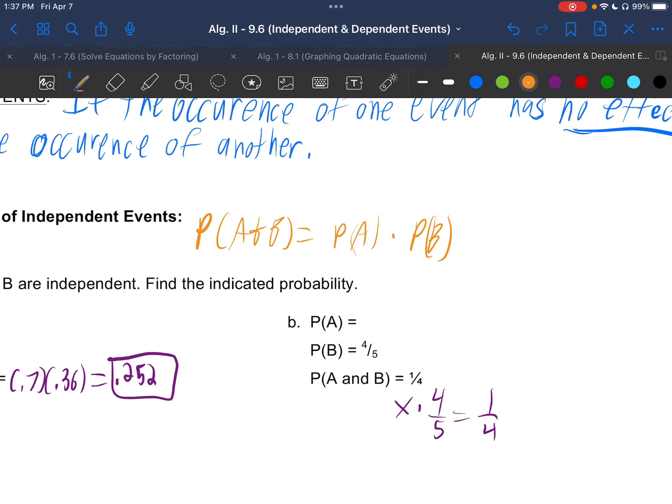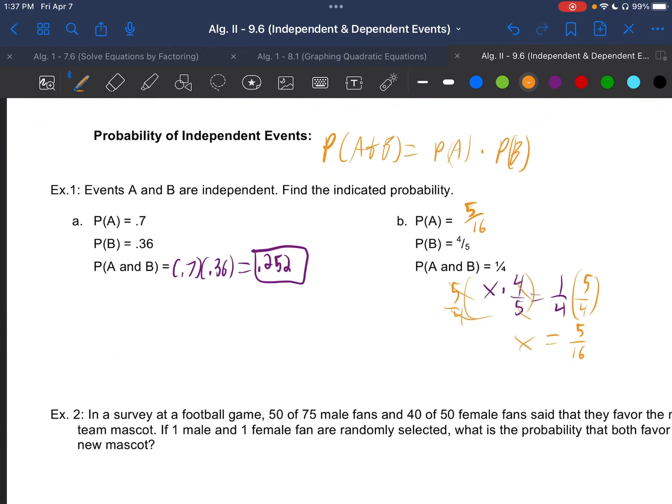So you have to get rid of 4/5. So you would divide, but we don't like double-decker fractions, so you would multiply by the reciprocal instead. So you multiply by 5 over 4. You get X, aka whatever the probability of A is, equal to 5 over 16. And if you wanted to check your work, you'd multiply 5/16 with 4/5, and you should get 1/4.